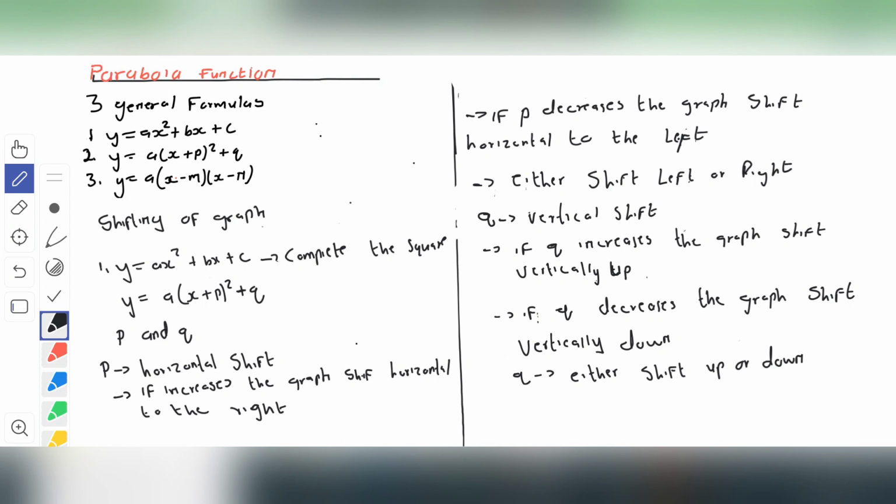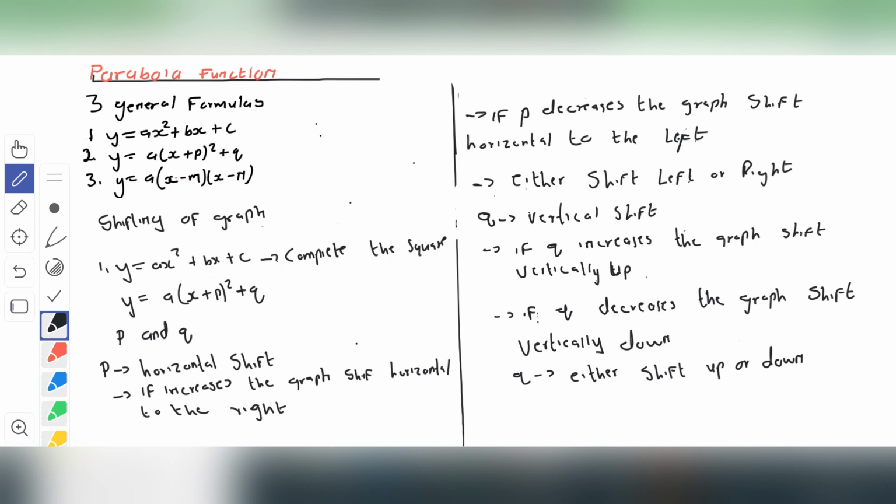We are going to do some examples so that you can understand why it's very important to write your equation in the form of completing the square. Now we're going to talk about P and Q. For P, we said P is the horizontal shift, right?